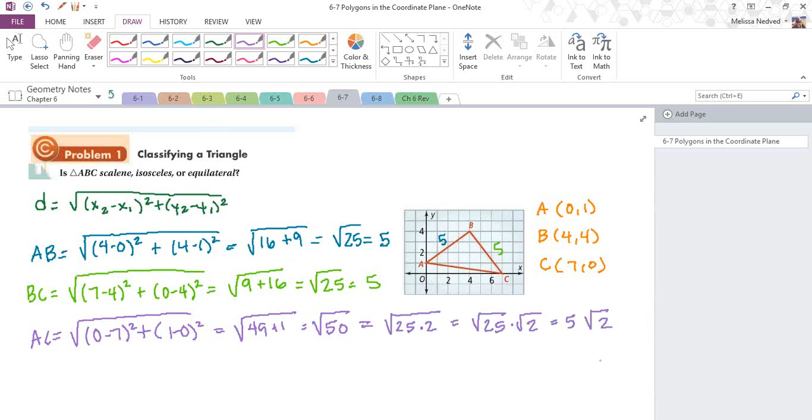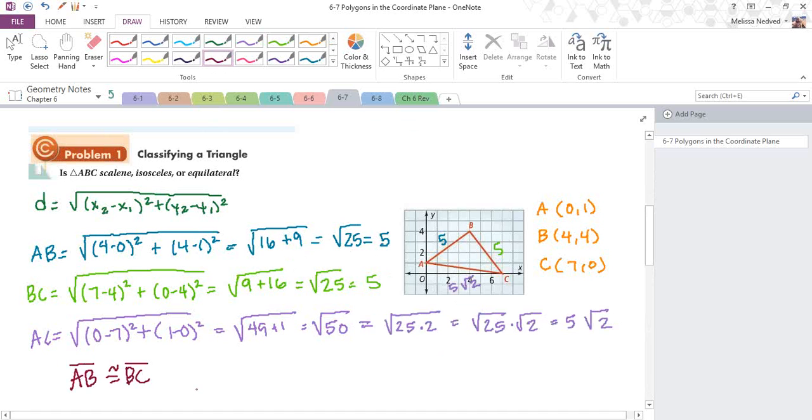I have AB is 5 units long, BC is 5 units long, AC is 5 times the square root of 2 units long. Well, 5 times the square root of 2 is not the same length as 5. It's going to be bigger. So in this case, AB is congruent to BC. I have 2 congruent sides, meaning I have an isosceles triangle.